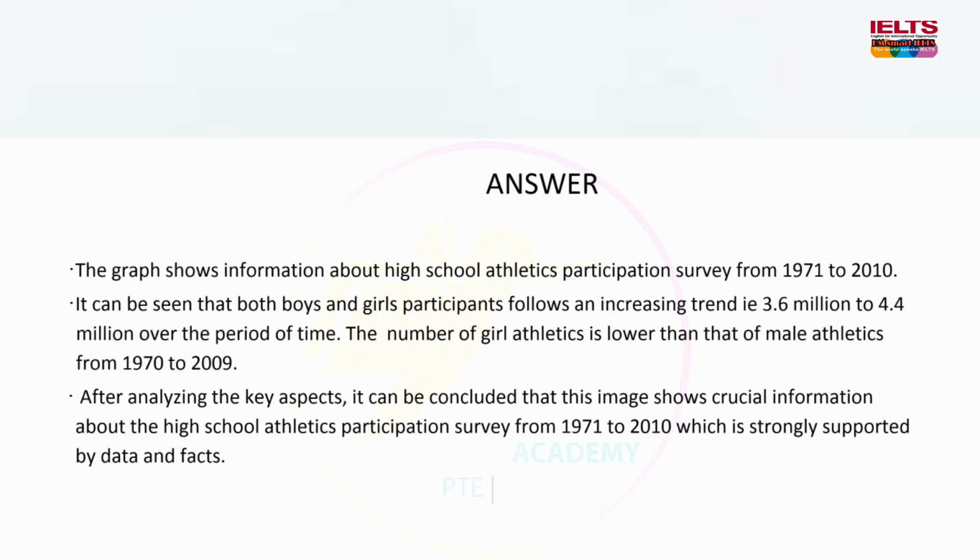The graph shows information about a high school athletics participation survey from 1971 to 2010. It can be seen that both boys and girls participants follow an increasing trend, i.e. 3.6 million to 4.4 million over the period of time. The number of girl athletes is lower than that of male athletes from 1970 to 2009.